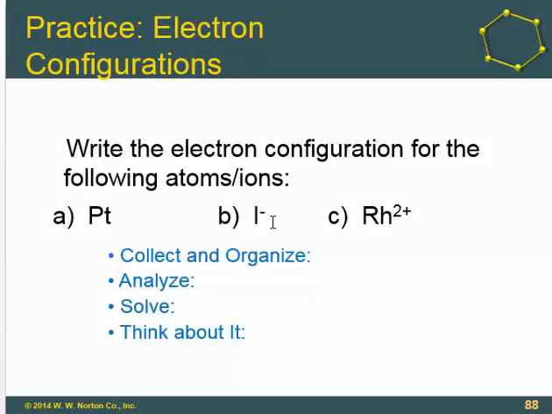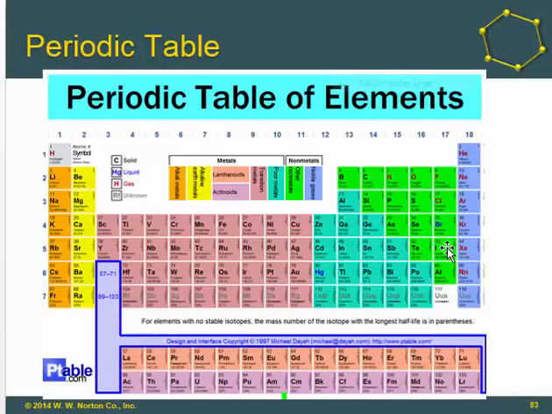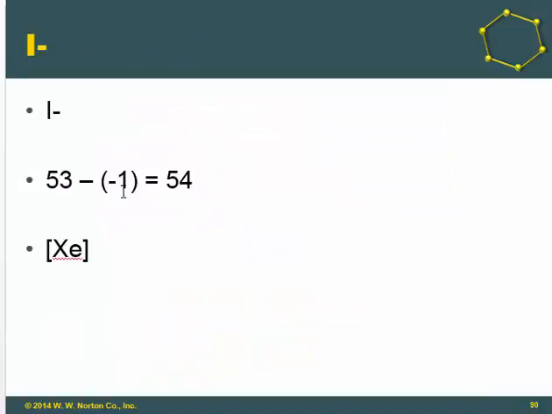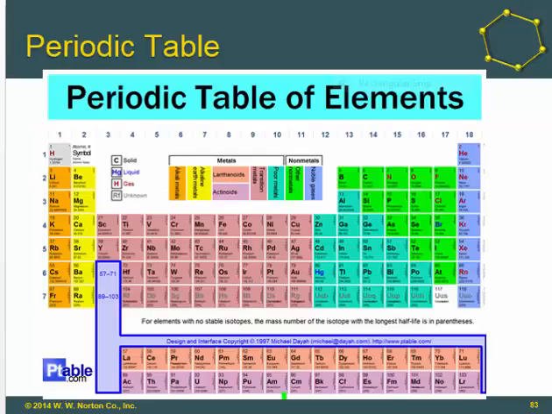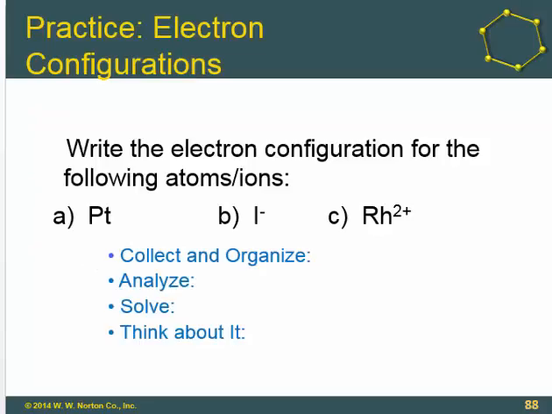Now let's look at iodide. Iodide has a -1 charge, so to count the electrons, we take the number of protons, or the atomic number of iodine, which is 53, and we subtract its charge. So 53 minus -1 is 54. We see that 54 electrons is the electron configuration of xenon. So using the condensed formula, this would be the electron configuration of the iodide ion.